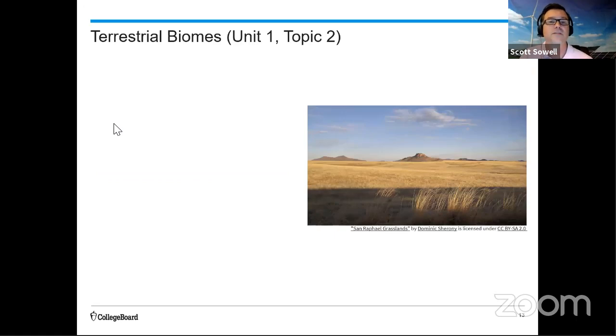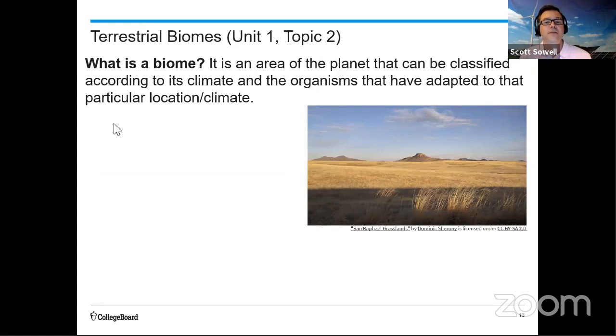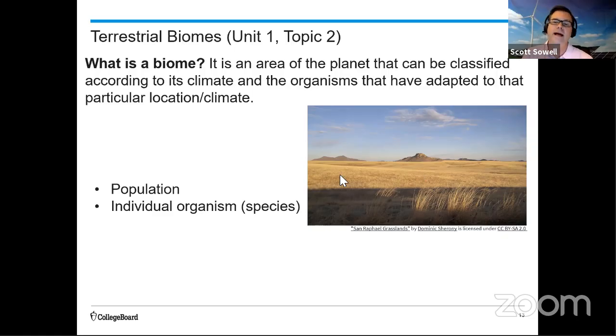Let's first of all define what a biome is. A biome is an area of the planet that can be classified according to its climate and the organisms that have adapted to that particular location and climate. Just as a quick review, we might look at this grassland here and notice an individual species of grass. This one organism right here, this grass, and all the grass of that species are a population.